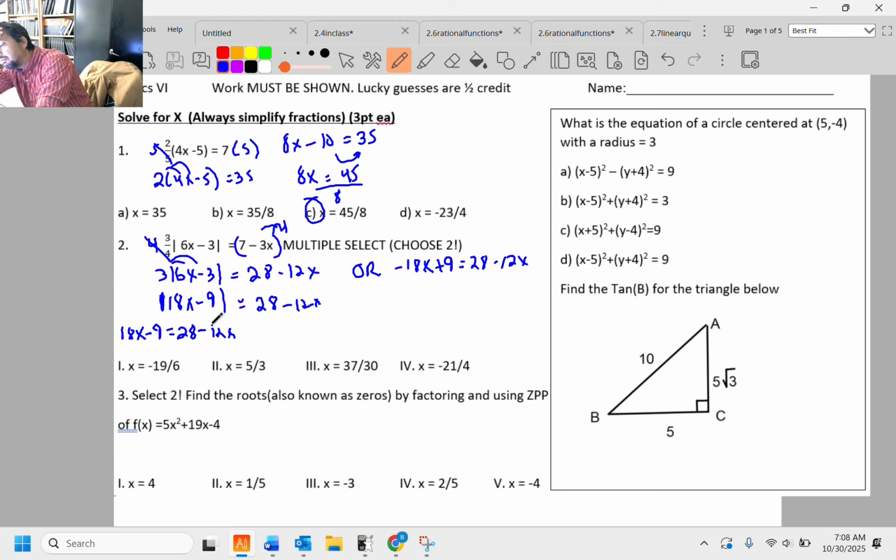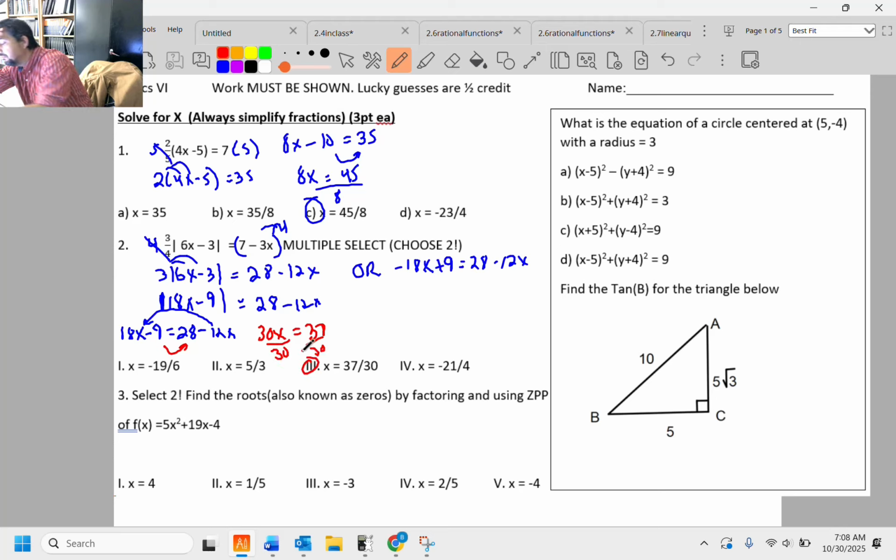All right, so I'm going to add 12x to 18x. That would give me 30x. I'm going to add 9 to 28. 28 plus 9, I feel like, is 37. And you just divide out your 30. And there's one of your answer choices, choice 3.